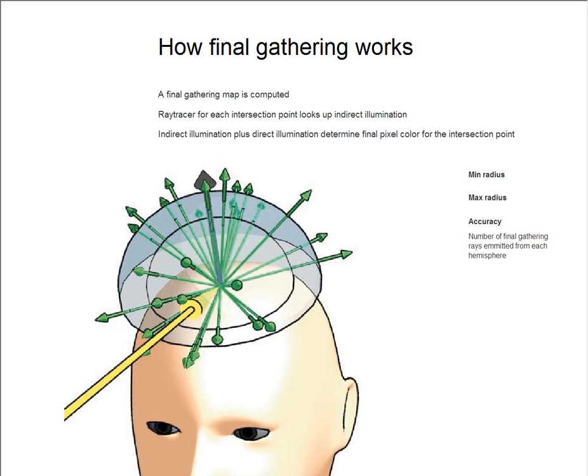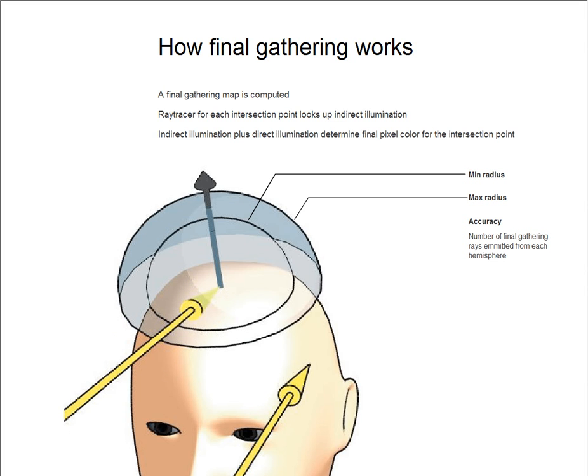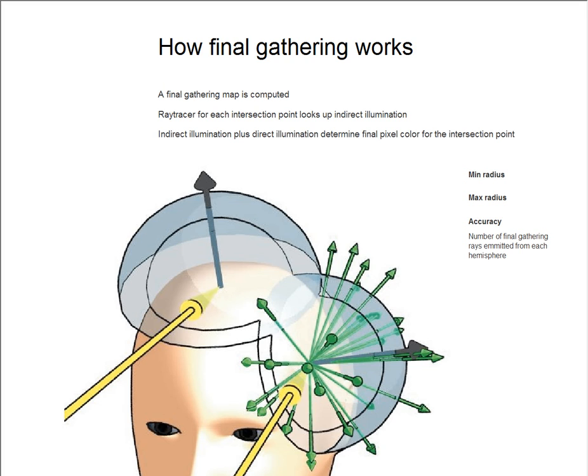So now as the ray tracing process continues, you'll have other eye rays that shoot into the scene. If they fall within the min radius, it will actually just use the original eye ray final gathering sample. So no new final gathering samples need to be computed, and it's sort of a performance saver there. If you actually have eye rays that are shot and they fall outside the max radius of the original eye ray, a new hemisphere needs to be built, and new final gathering rays need to be emitted from that point to compute the indirect illumination for that point.